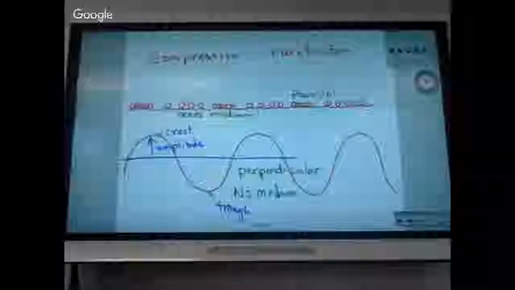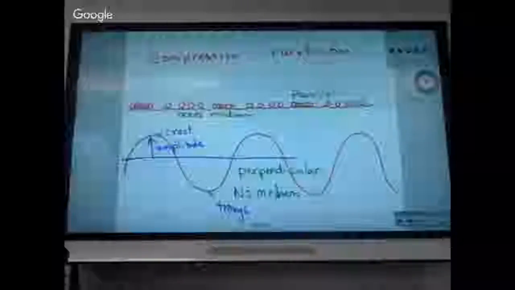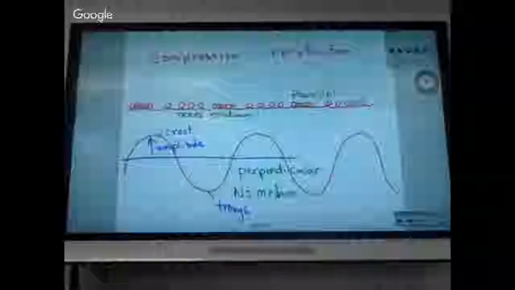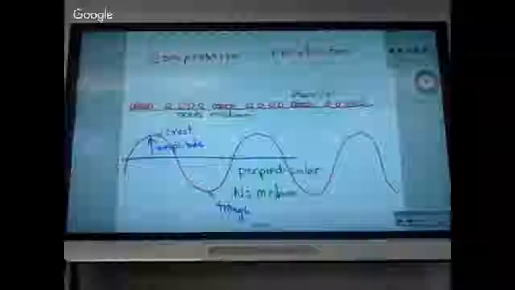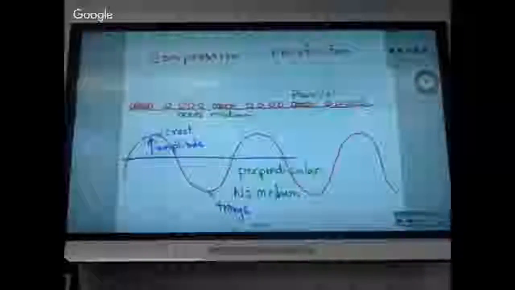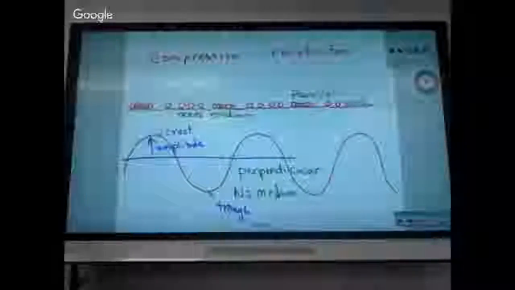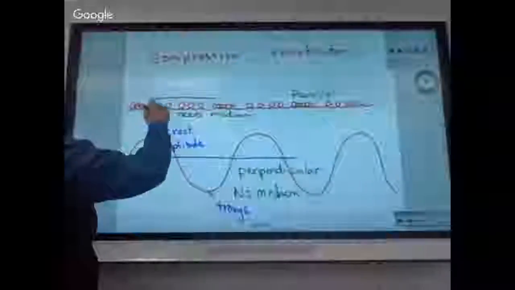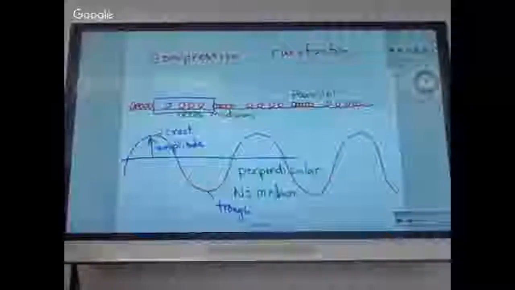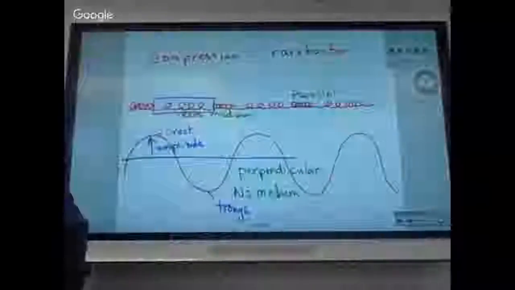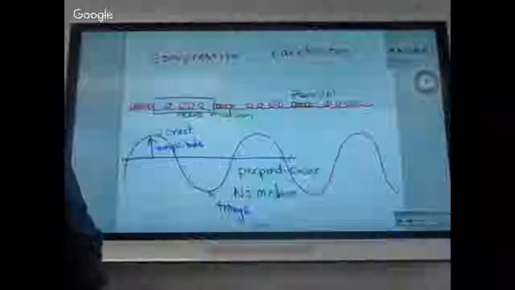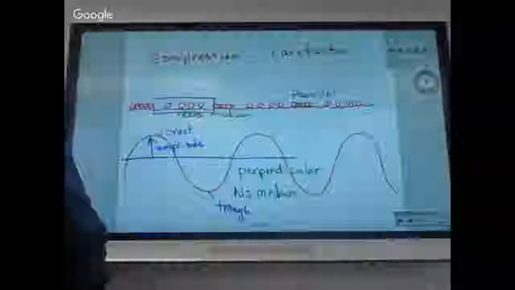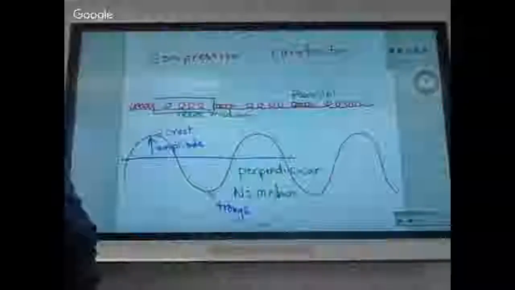Yep. Do compression waves have energy? Yes. They do have energy, and their amount of energy would be defined in how far apart that is. The further apart it is, the greater the energy. The closer it is, the less energy it would have. Okay, that's how their energy would be defined. Okay?